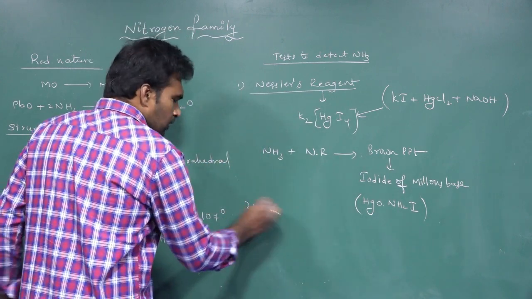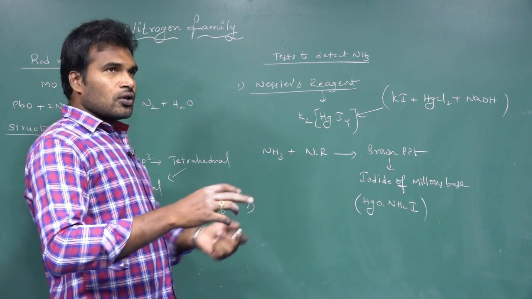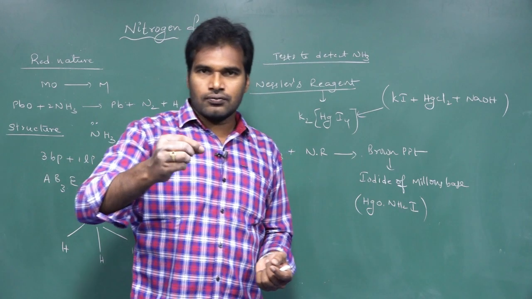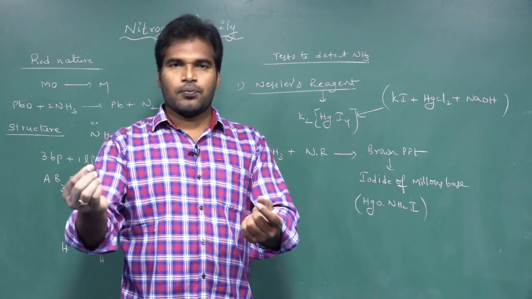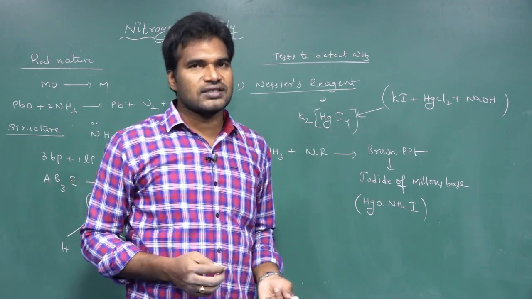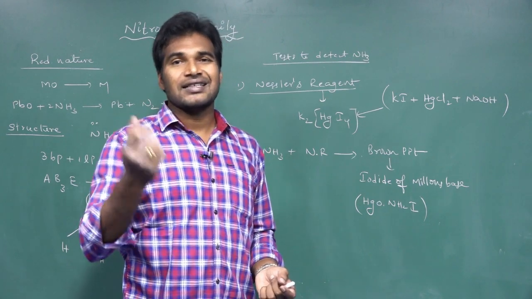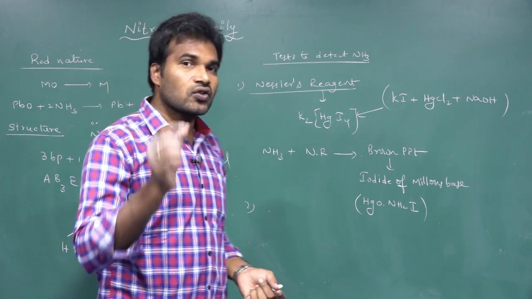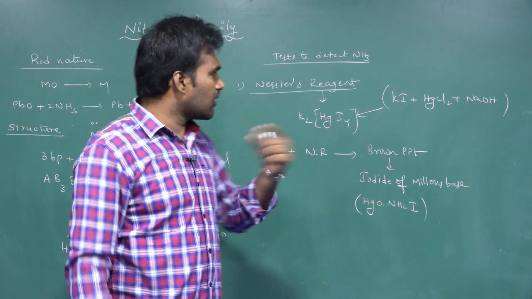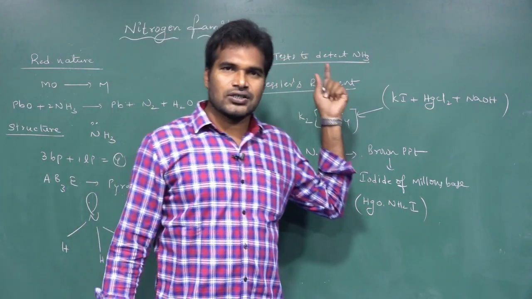And the other one: suppose you take a glass rod dipped in HCl. If you put the glass rod at the mouth of the ammonia, we get white dense fumes. That is because of the formation of NH4Cl. This is the other confirmation test for detection of ammonia.